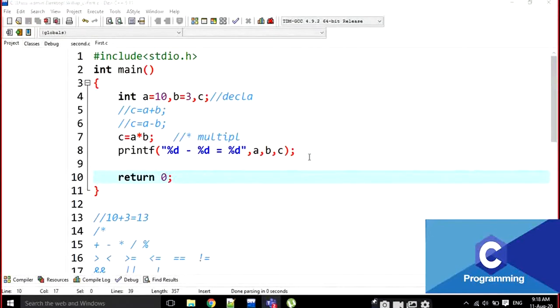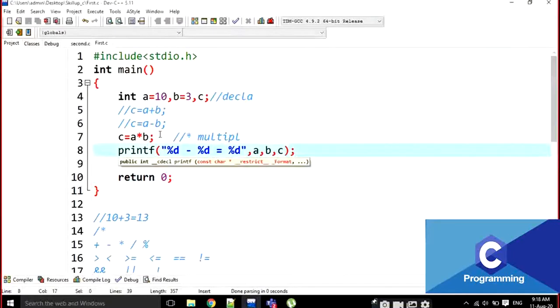Now the answer is, for example, here, this is the dummy, right? This is the dummy here. The output is 10 into 3. What is 10 into 3? 10 into 3 is 30 here.